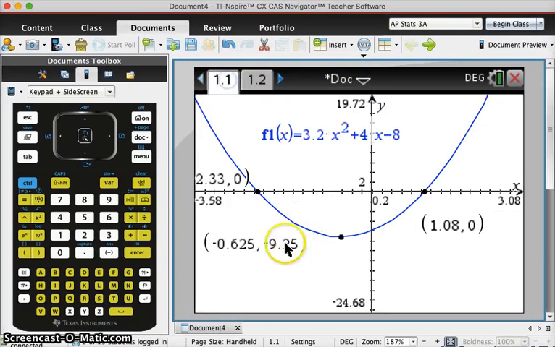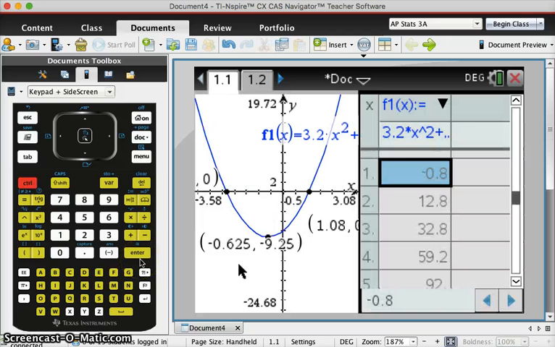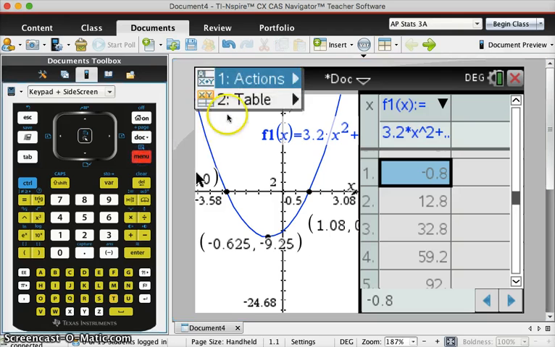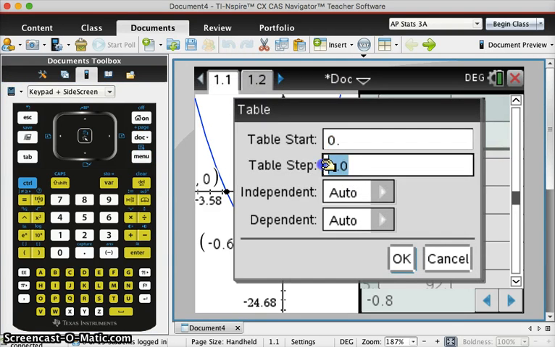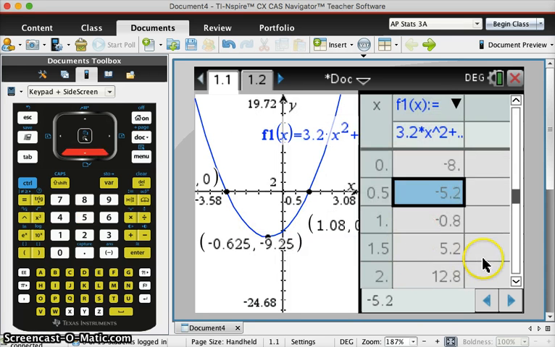Another way to find a value of the function is to go back to here and do the table, Control T, and go to table, and I can figure out what it is at 1.5. If I change the table settings, instead of stepping up by 1 each time, going 1, 2, 3, I can have it go 0, 0.5, 1, 1.5, all that kind of stuff. So I can actually have it tell me right there that it's 1.5. If that's the x, this is the y.